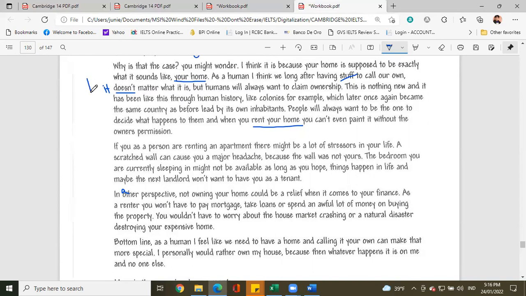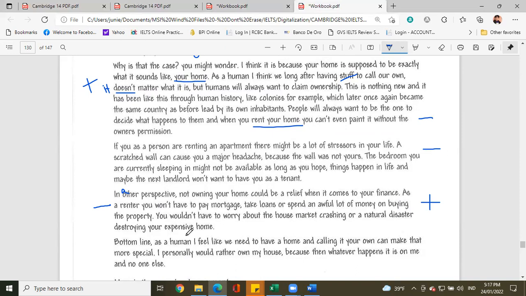Guys, positive of owning a home yun, negative of renting one. This is the negative of owning a home. And parang positive na rin yun of renting, di ba? Parang ganun. So, medyo may plus and minus siya for each side.